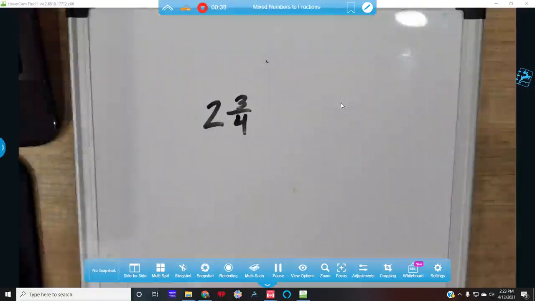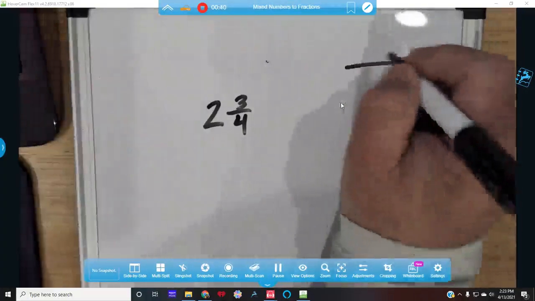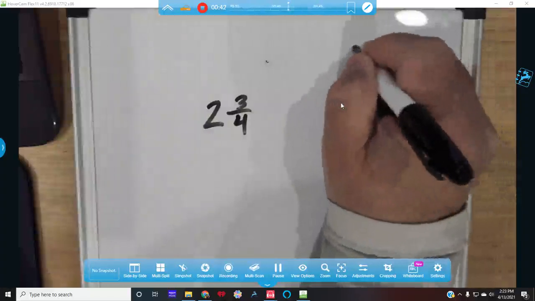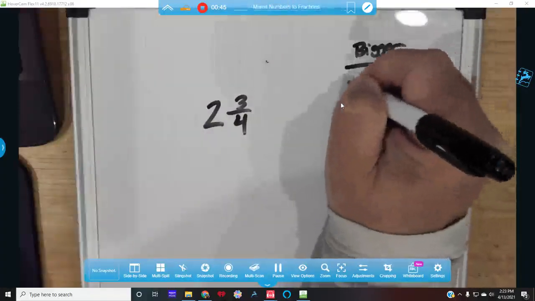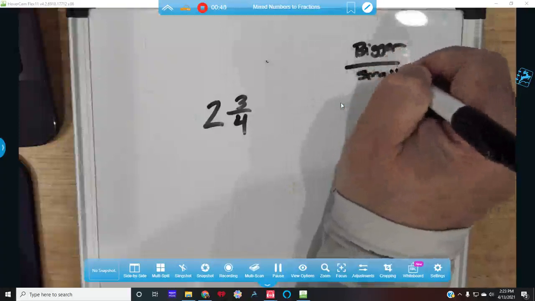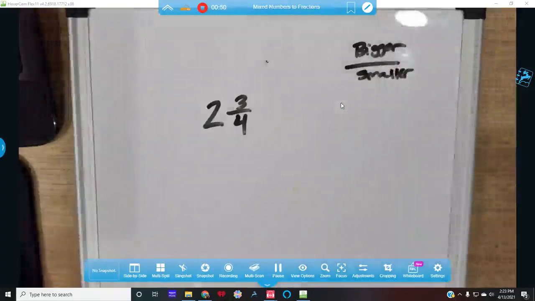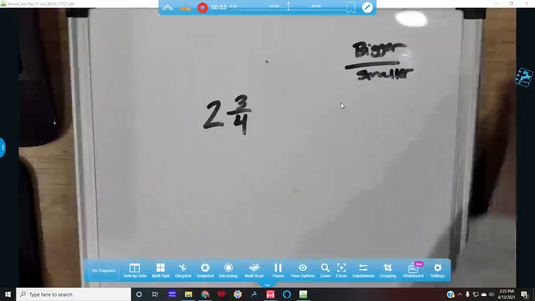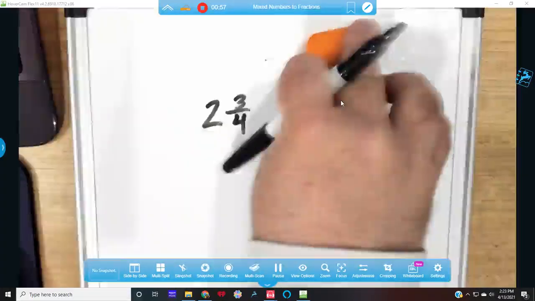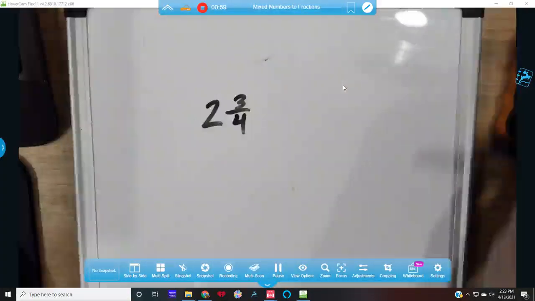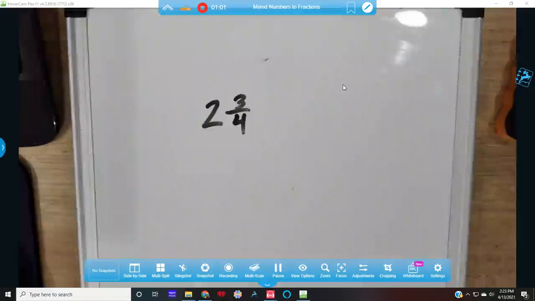An improper fraction means that this numerator is bigger than the bottom. Okay, so the bottom is smaller and the top is bigger. Okay, to do that, we need to do some multiplying and then adding. We're going to make this into two quick problems.